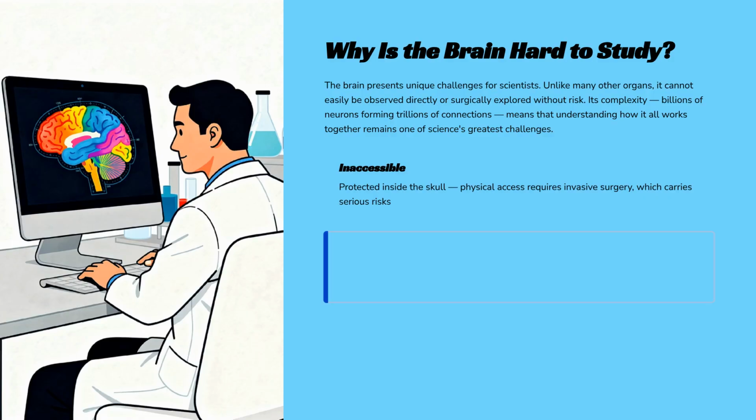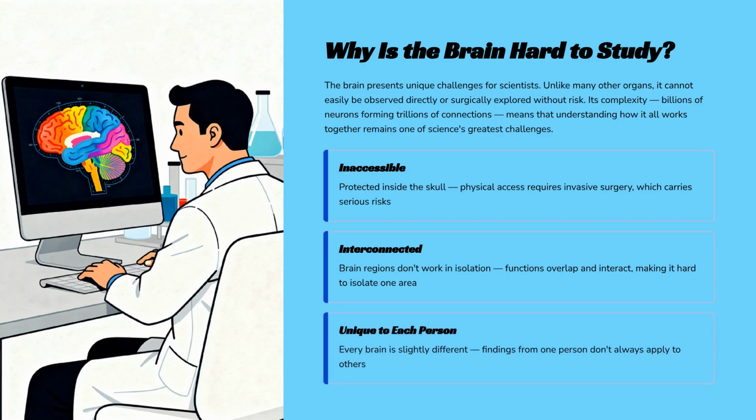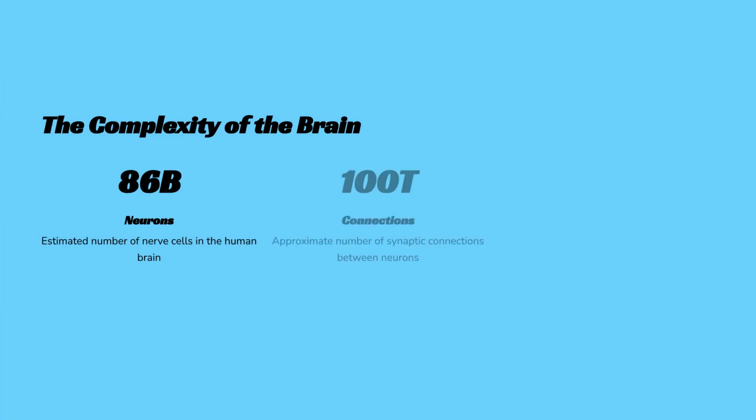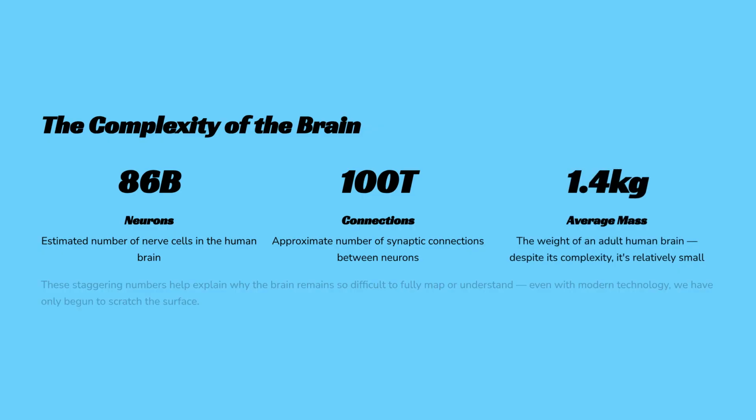Its functions are highly interconnected, and every brain is slightly unique, complicating research and generalization. The complexity of the brain is illustrated by its staggering numbers: 86 billion neurons and about 100 trillion synaptic connections, all packed into an organ with an average mass of 1.4 kilograms. This complexity highlights why it remains one of science's greatest mysteries.